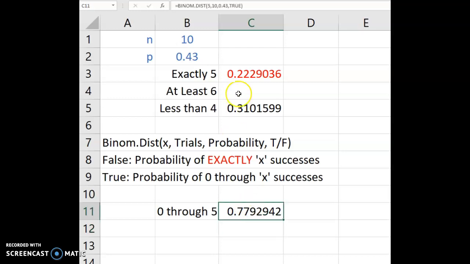So using the complement rule, if this is the probability of getting 0 through 5, then I can do 1 minus that, and that's the probability of getting 6 through 10. So anytime you have an at least and you're looking at values greater than a certain number, you need to use the complement rule if you're going to use these formulas in Excel to save you time.